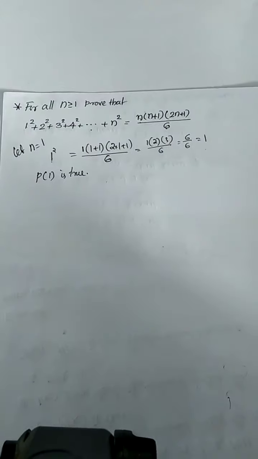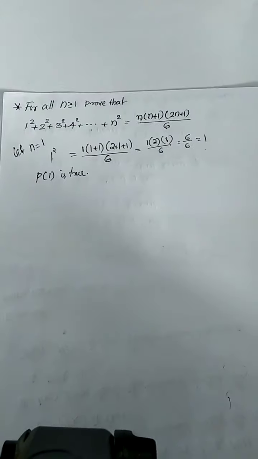Assume that P of k is true. So what is P of k? Let n equal to k. So we'll get 1 square plus 2 square plus 3 square plus 4 square plus etc. plus k square is equal to, with n equal to k, k into k plus 1 into 2k plus 1 divided by 6. We are assuming this is true.